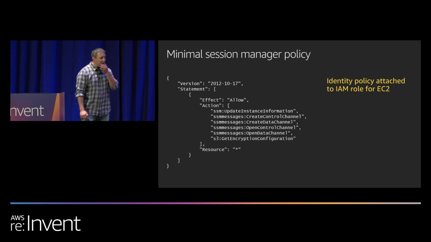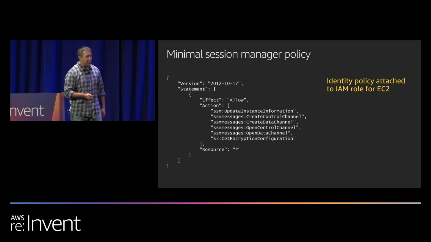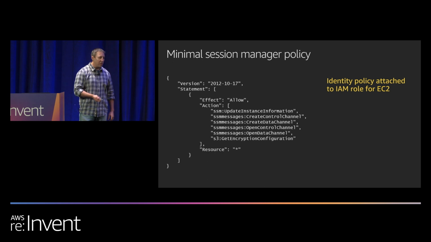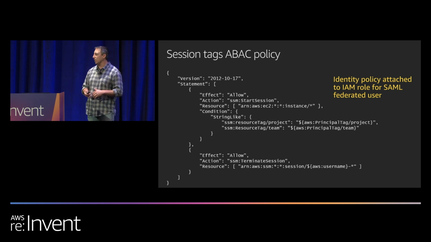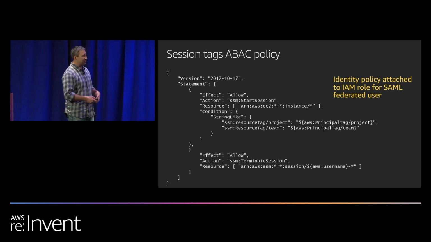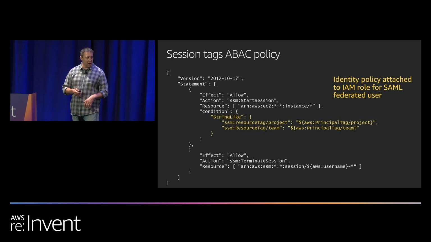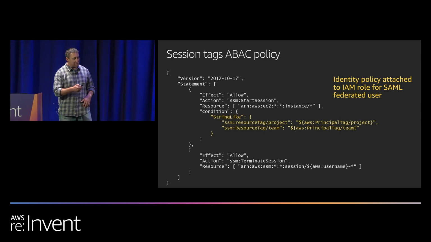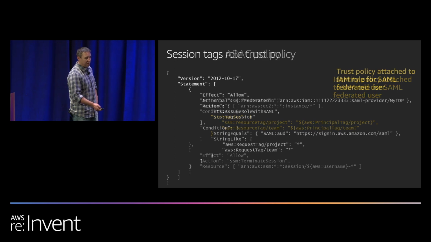Okay, so here again, these policies are there for use later. I had to attach a fairly minimal Session Manager policy to the instances that I was connecting to. I then used an attribute-based access control policy to essentially allow Mary and Richard to connect to the instances that are tagged in the same way as them, and we're attaching that to our federated users.